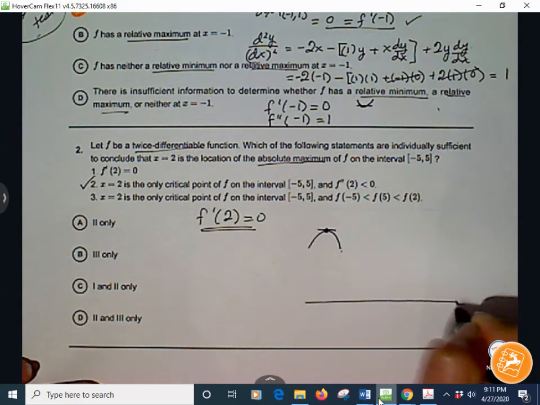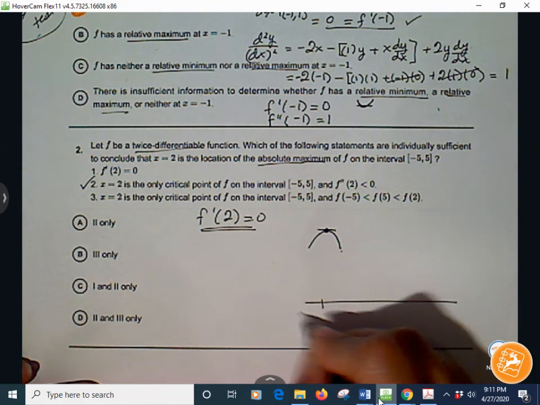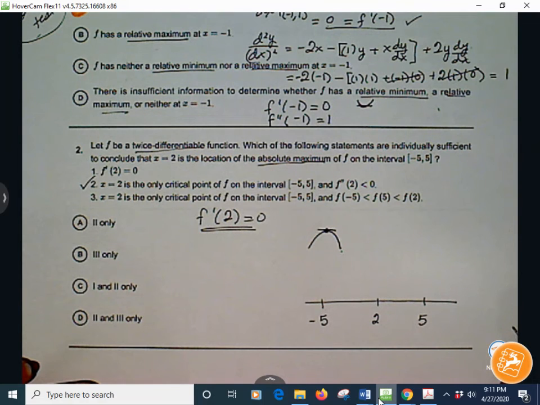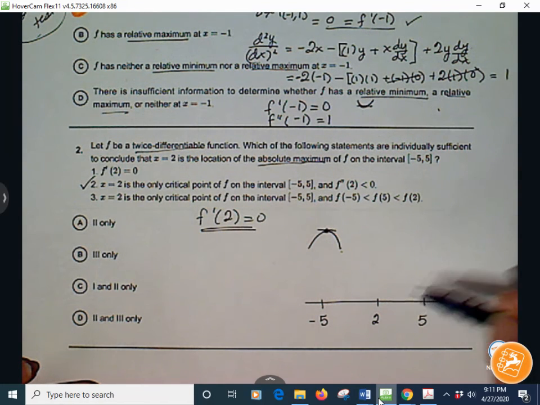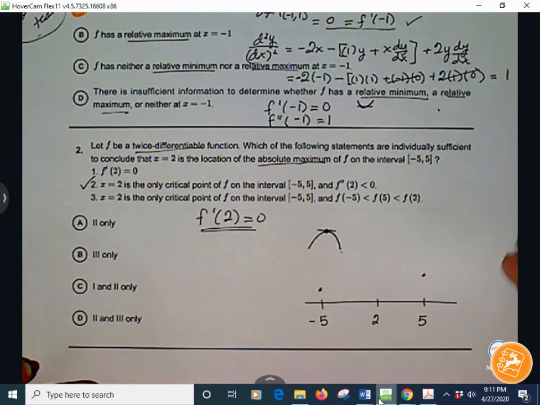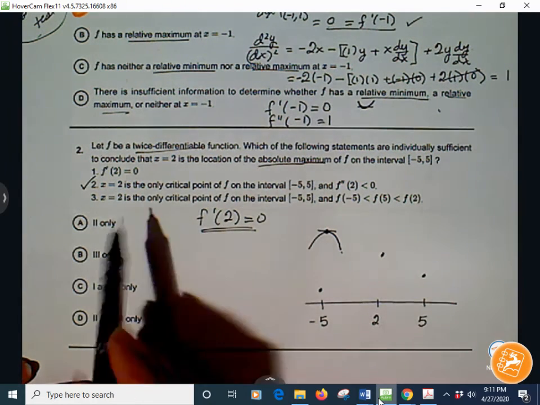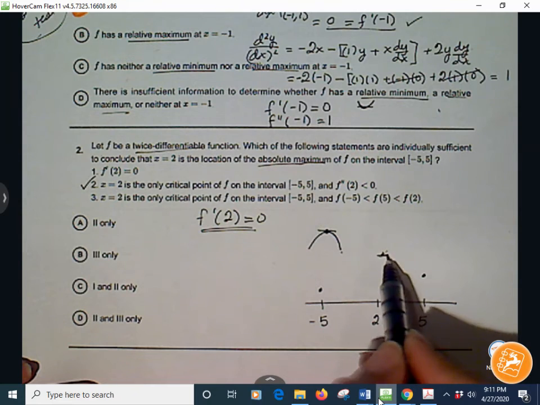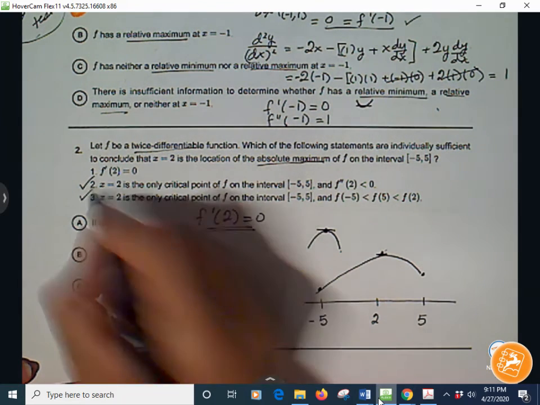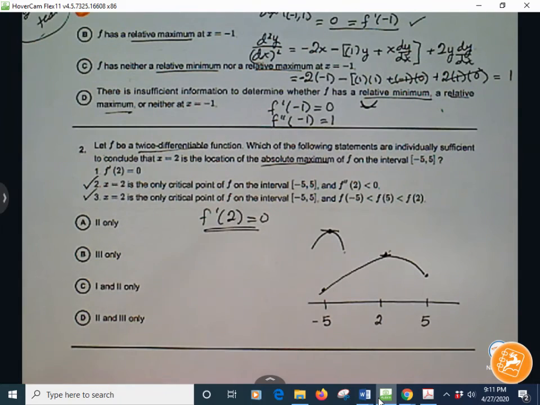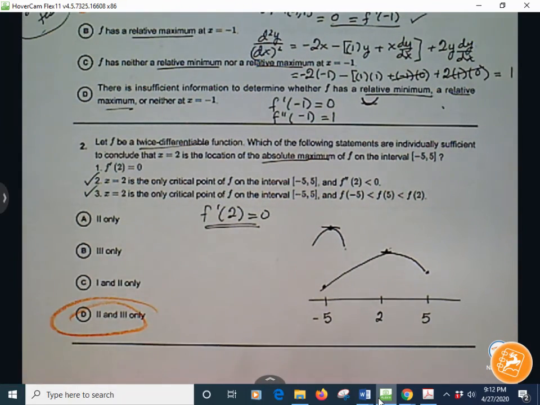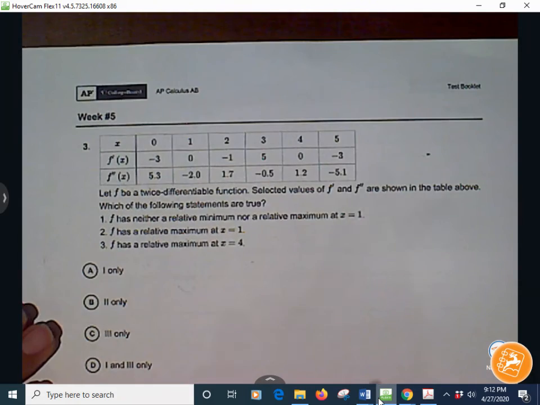And if I look at a number line, let's see, here's -5, here is 2, here is 5. And so this is the lowest y value, this is the second lowest y value, and this is the highest y value. And if the slope is going to be 0 right here, you've got this situation, like so. And so that means, again, that this is going to be an absolute maximum. All right, and then the last one.